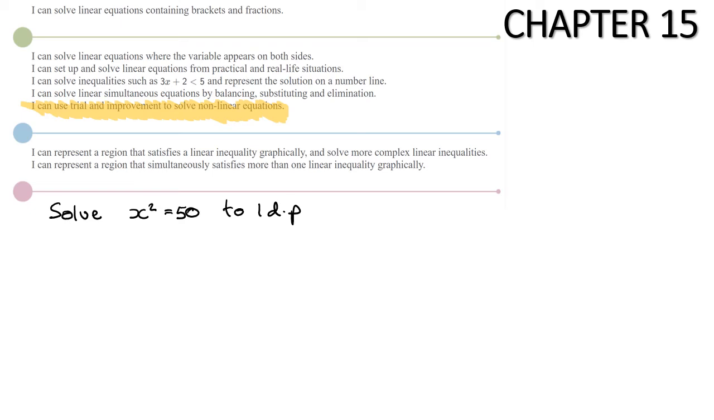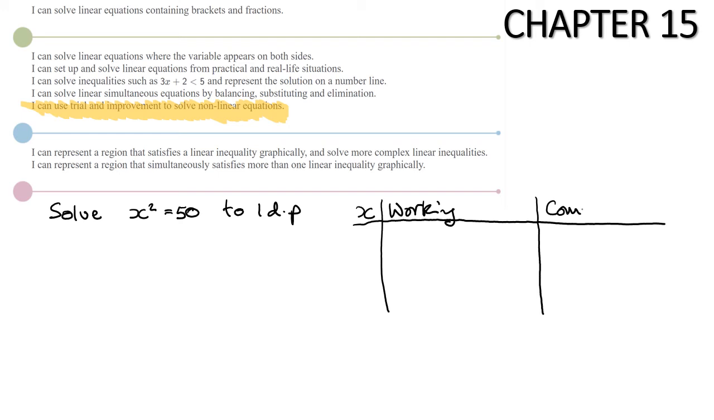I'm going to try some numbers for x. I'm going to create a table where the first column says the values of x that I'm going to do. The second column is going to be my working. Then I'm going to write some sort of comment here, and that will help me decide what I'm going to do next. So let's try 7. If I try 7 in that equation, I get 7 squared, which is 49. I need to get 50, so my comment is that it's too small.